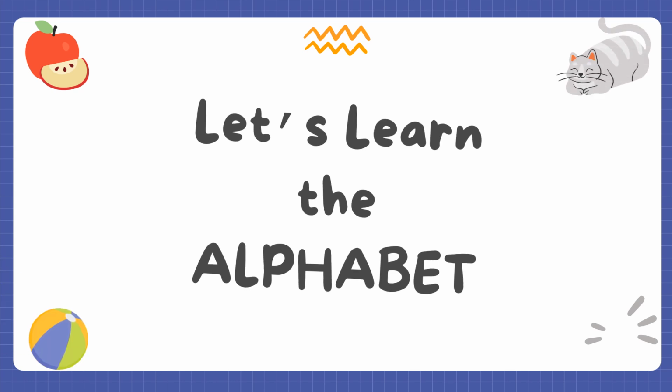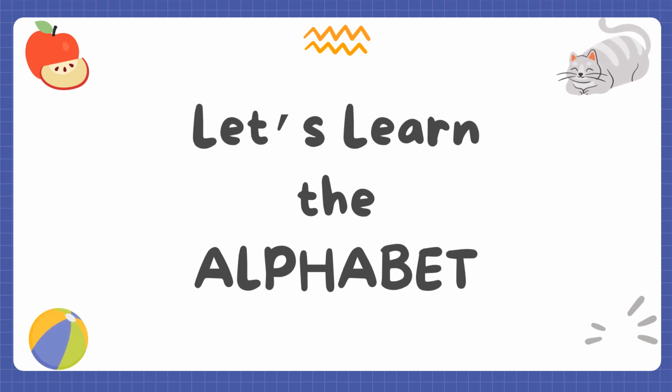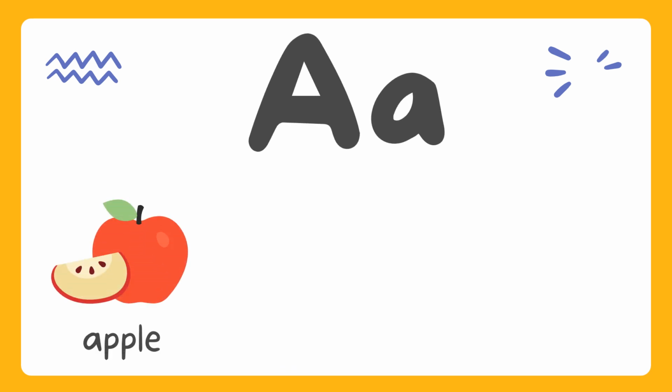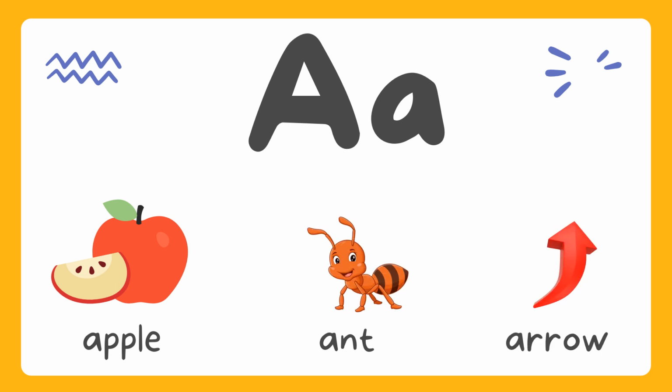Let's learn the alphabet. Letter A. A is for apple, ant, arrow.